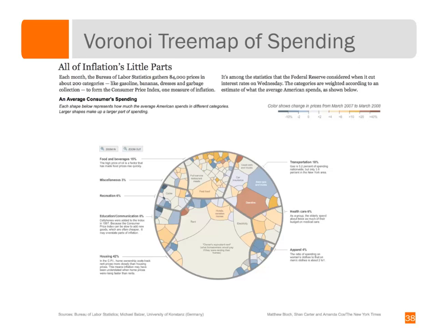Now let's take a little look at a little bit different, maybe a little bit more fun, maybe a little broader point of view about inflation and spending, and what are the different categories that Americans spend money on. So here we have a little different example of a tree map. This is a Voronoi diagram of spending, predominantly of all of inflation's little parts.